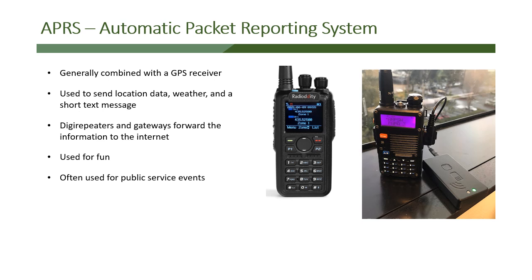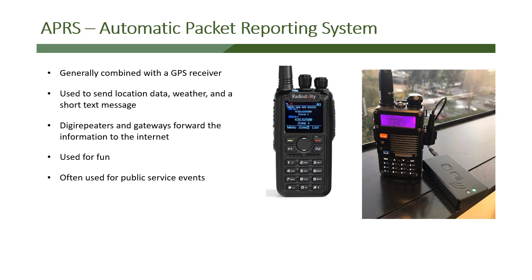We also have, and this is very popular, the Automatic Packet Reporting System, and it generally is combined with a GPS receiver. However, it can be combined with a cell phone in some situations, so the cell phone towers provide the GPS information that is used in the packet. It's used to send location data. It can also send weather and short text messages.